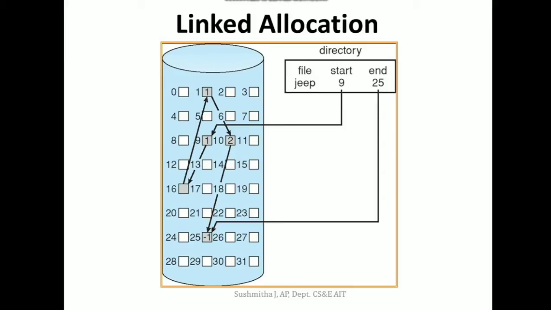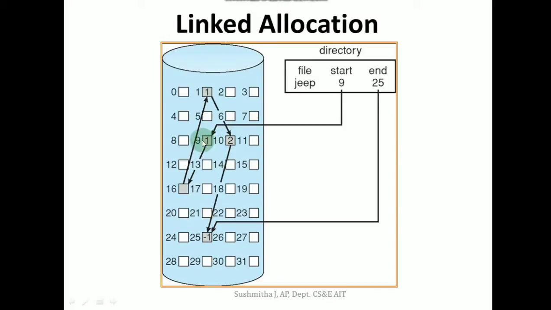So what does the directory structure contain? It contains the file name, and the starting and the ending block of the file. You can see here we have a file named Jeep and the starting location is 9. And you can see there are around 5 blocks that are allocated.